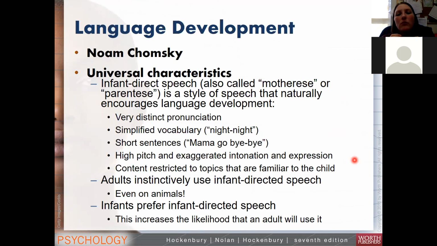And so we see that we'll do things like, do you want to, let's go night night. Okay, mama go bye bye. These are all simplified vocabulary. We do shortened sentences so that the infant or the baby or the child can follow along. We want to make sure that everything we do is a way to set up the child to be able to learn the language.